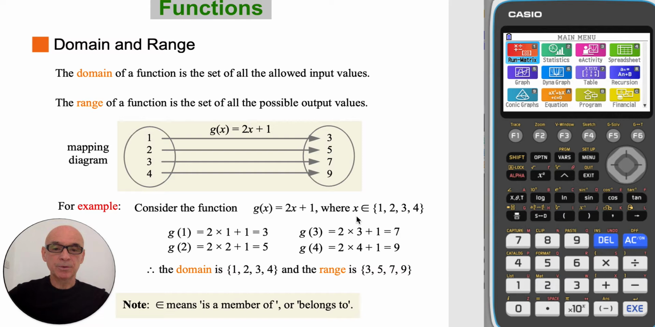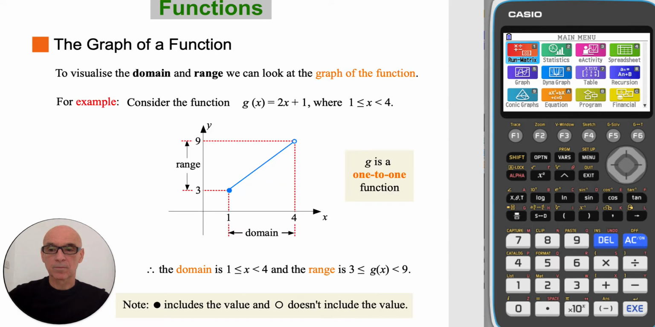Note that the symbol ∈ means is a member of or belongs to. To visualize the domain and range, we can look at the graph of the function, and the graph of g of x is shown here. For a domain of all the numbers from 1 to 4, not including 4, we see that the range is all the numbers from 3 to 9, but not including 9.